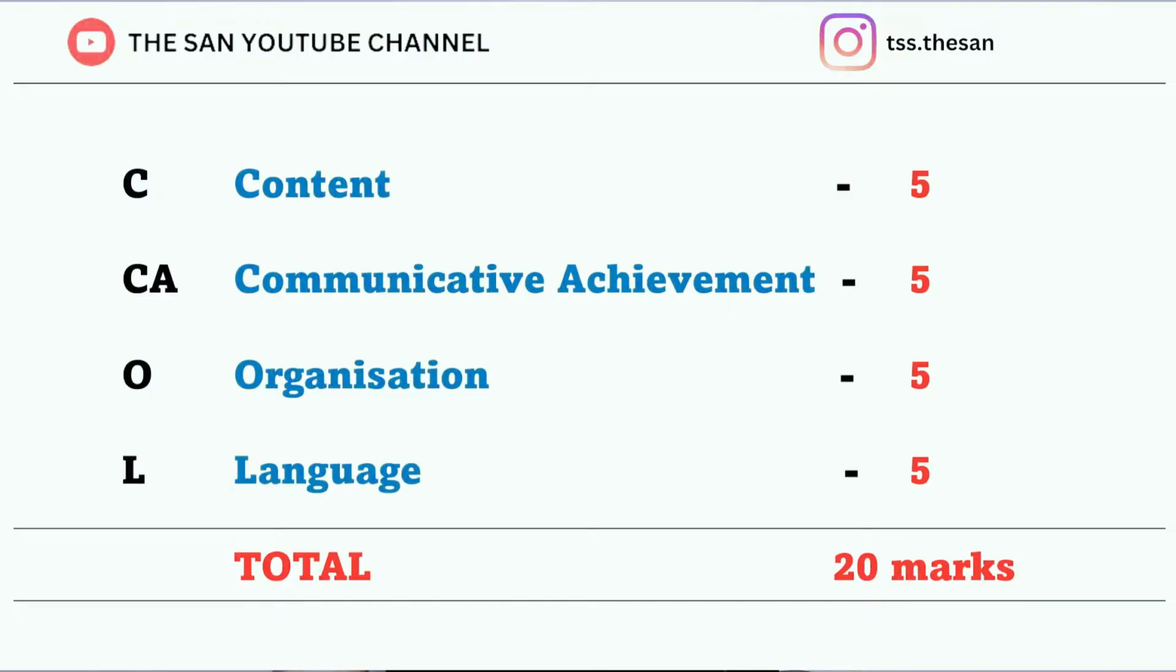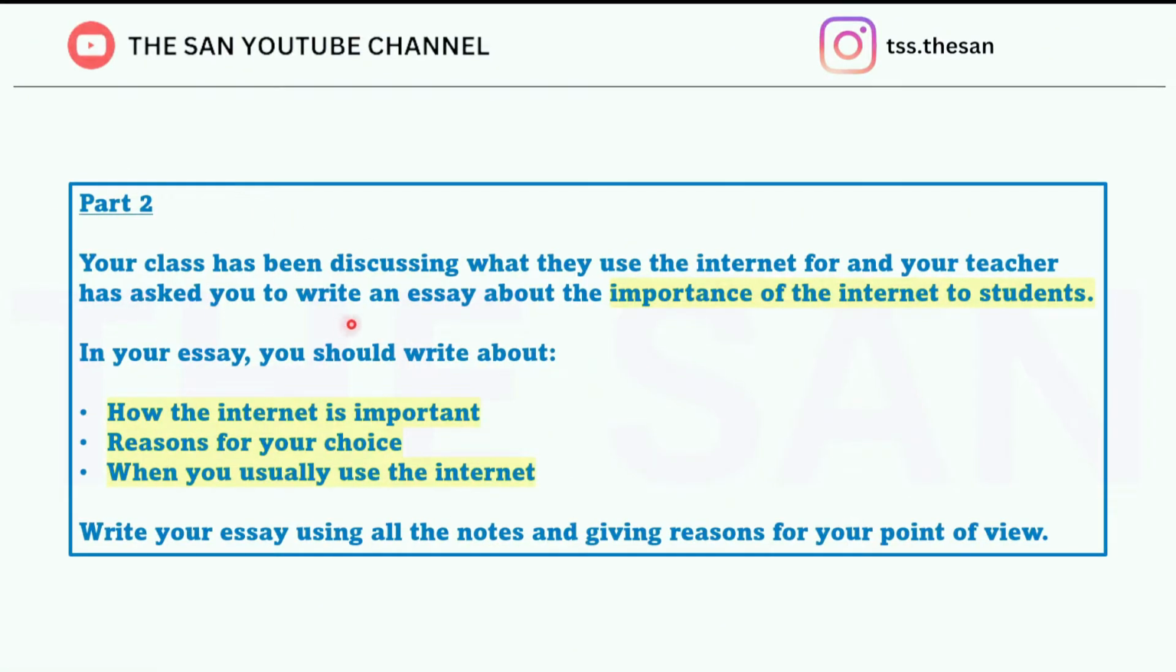Alright, so we start with the first one, content. That means your main point. The main point of your essay comes from the questions. For example, in this Part 2 question, you have to write an essay about the importance of the internet to students. The question tells you to write about these 3 points: the importance of the internet, the reasons, and also when you usually use the internet. These 3 points will be your main points and you must touch on each of them.